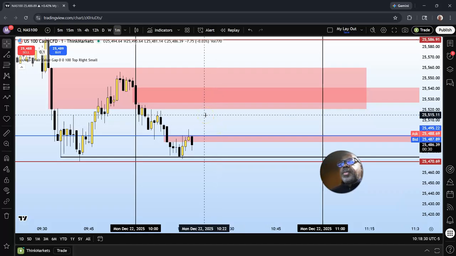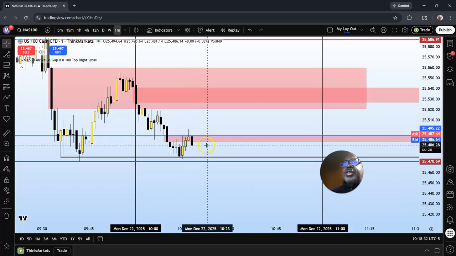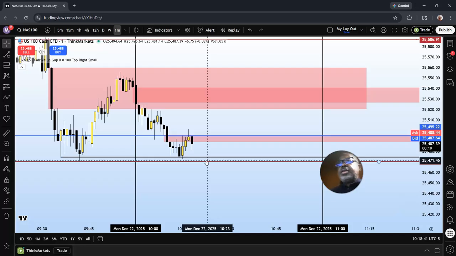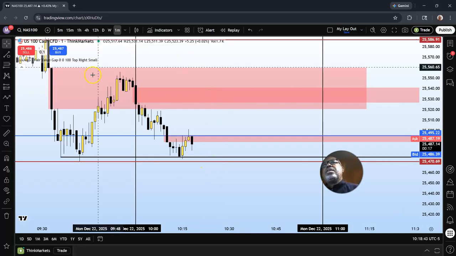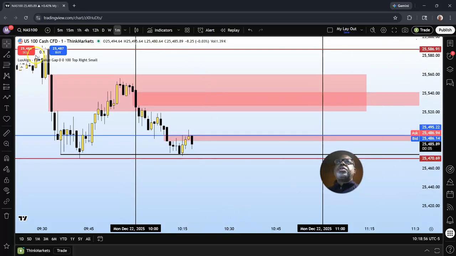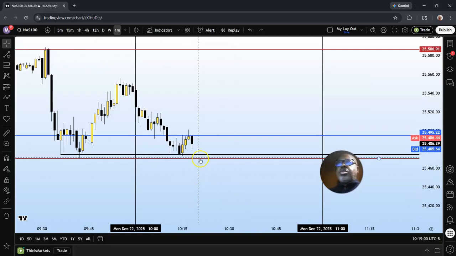So let's just wait. There's nothing here yet. I wouldn't take a trade because it hasn't broke this red line down here. Remember, this blue line was a fair market structure shift line. So we're going to take off the fair value gaps until we get a break of this red line.